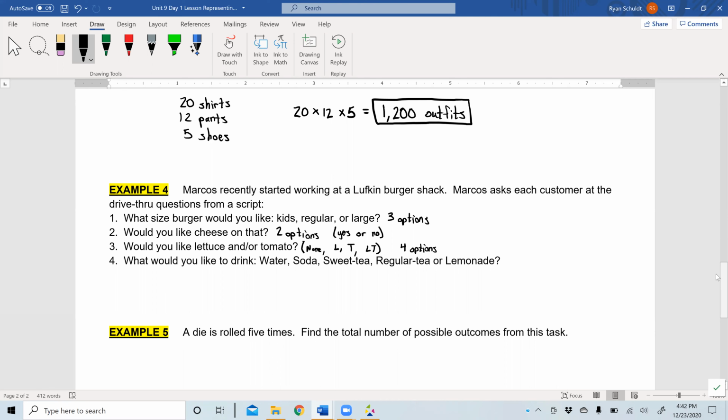What would you like to drink? Water, soda, sweet tea, regular tea, or lemonade? So if we look at that, that looks like 1, 2, 3, 4, 5. But do we have to get a drink? If you go to a restaurant, do you have to get a drink? No. So it's not listed, but we could say, or no drink. You may not want a drink. So how many options does that give us? That's 6 options.